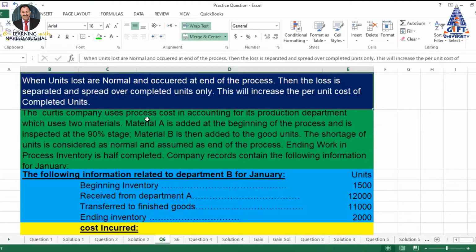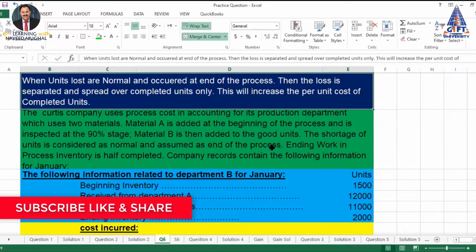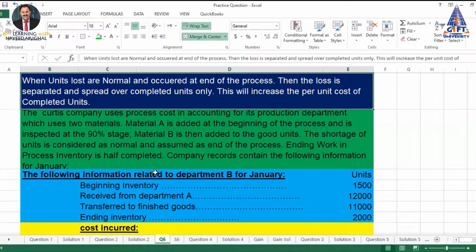Citrus company uses process costing in accounting for its production department, which uses two materials. Material A is added at the beginning of the process and is inspected at the 90% stage. Material B is then added to the good units. The shortage of units is considered normal and assumed to be at the end of the process. We have assumed that these units are lost at the end of the process. Ending work in process inventory is half completed.